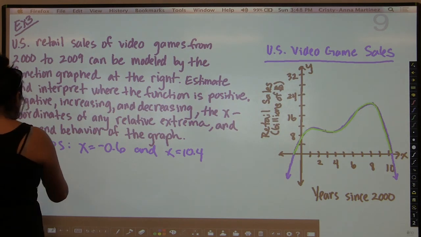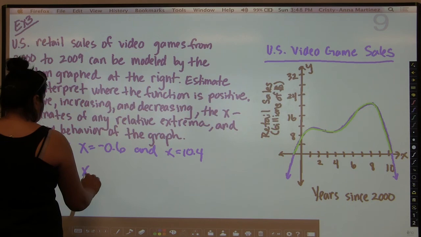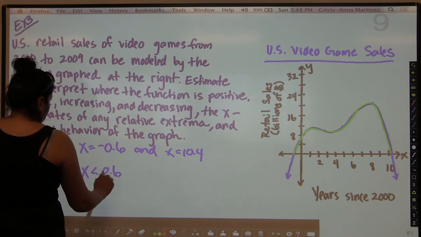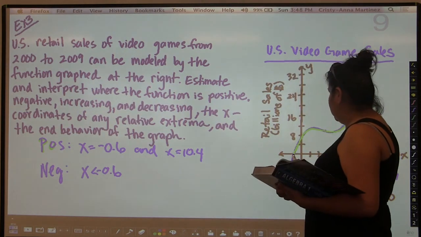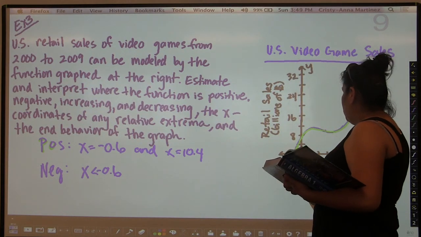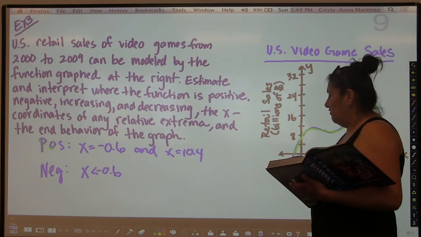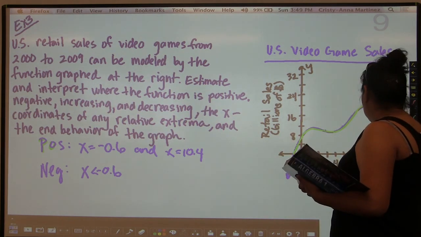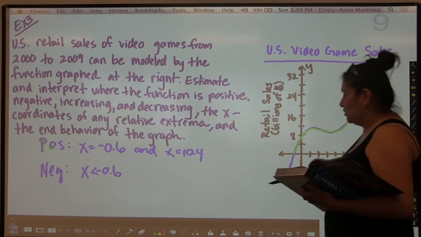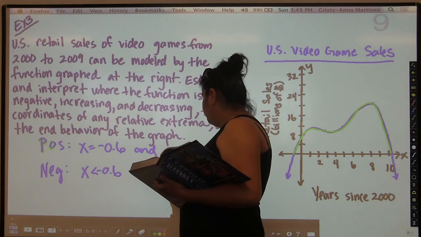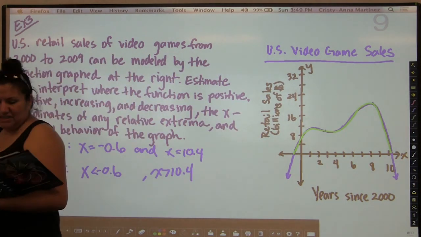So then that would mean that the graph is negative when x is smaller than -0.6, because this is -0.6, so it's positive this way, and it would be negative in front. So it's basically less than -0.6. And since 10.4 is where the positiveness ends, for x greater than 10.4 it would also be negative. All right, so that's for positive, negative.